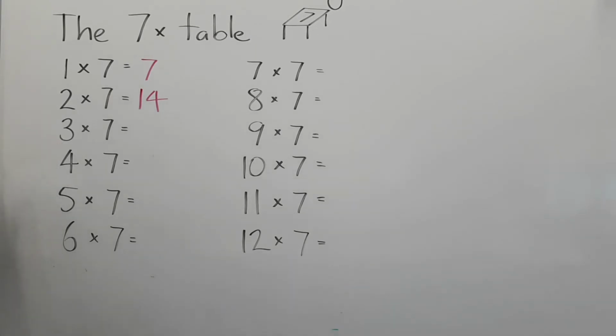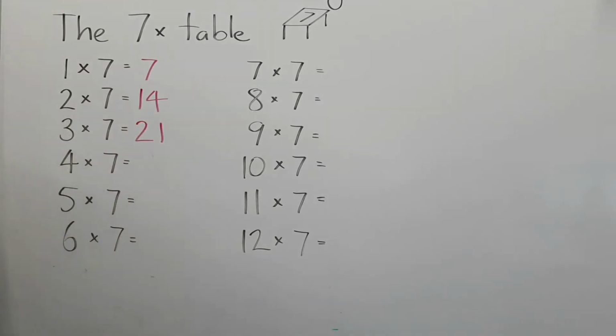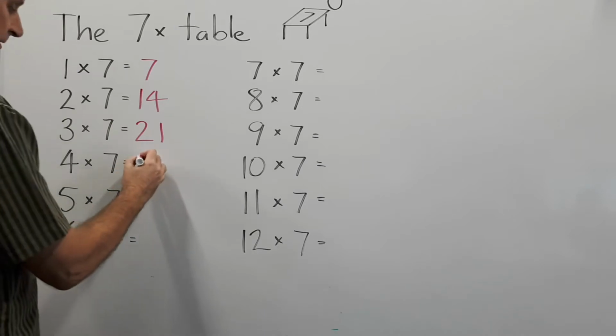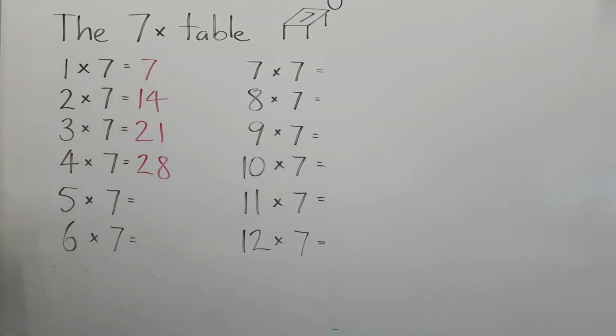3 times 7, we can double and add another 7 to get 21. It's a 3 times table trick from way back. 4 times 7, we can double the double, can't we? So double 7 is 14, double that, 28. We did the 4 times table the other day, so you may even remember it from that.